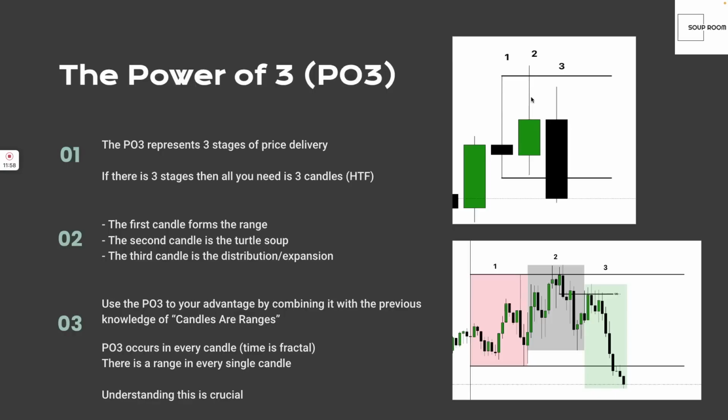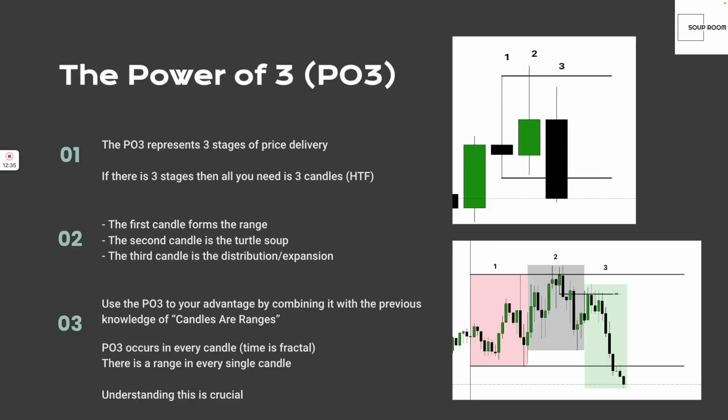The power of 3 represents 3 stages. Of what? Of price delivery. This means there is 3 candles. And that is it. 3 candles. That is all you need, first off, to understand the power of 3, and secondly, to trade for the rest of your life. Why? Because if there is 3 stages, then all you will ever need is 3 candles.